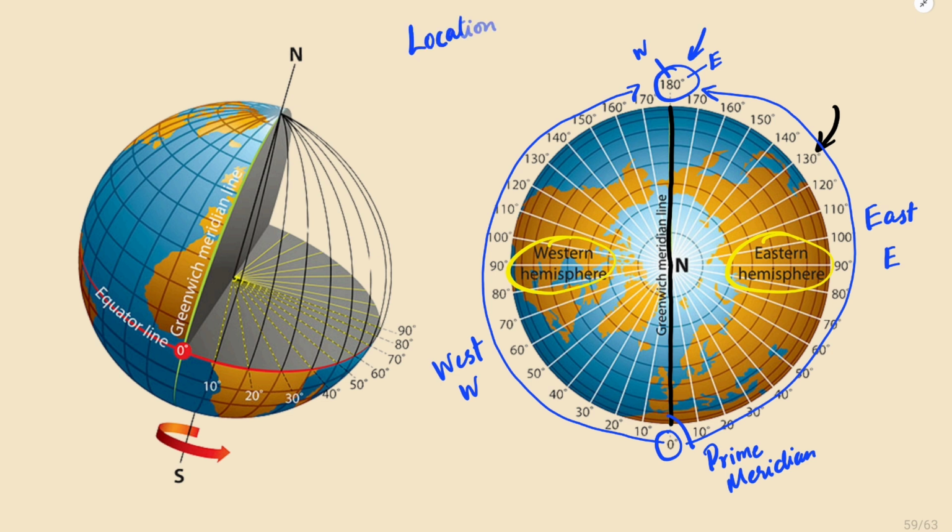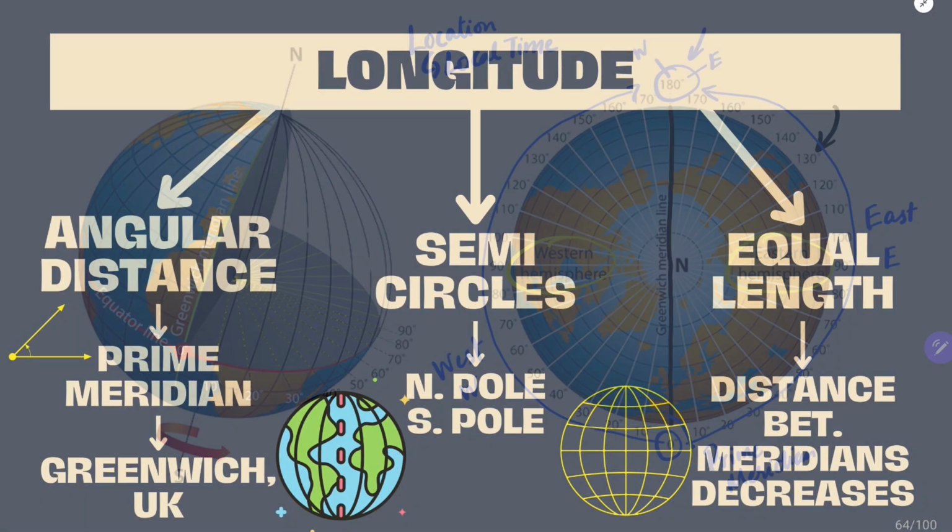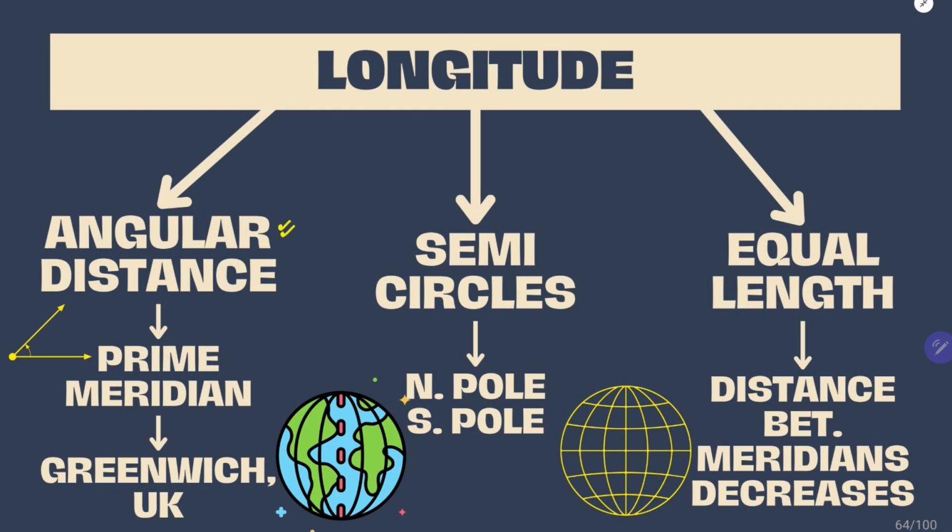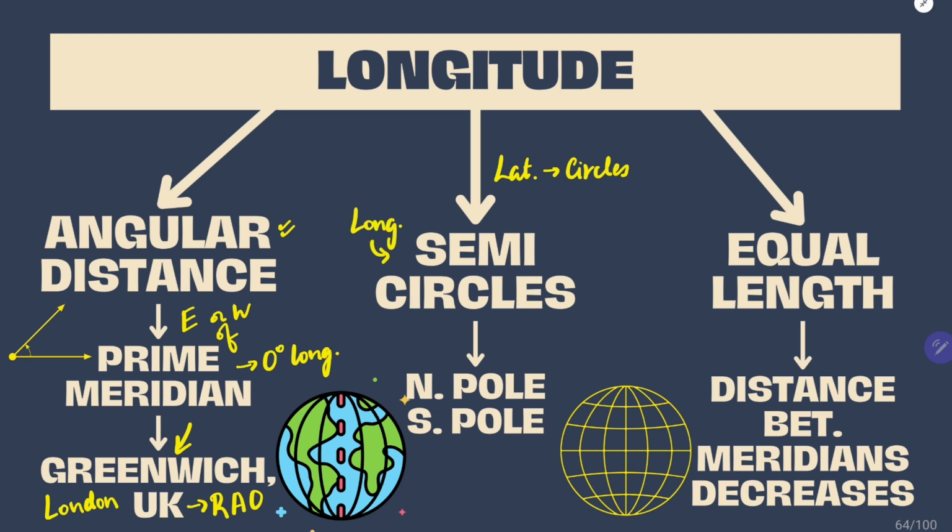Apart from determining the location of a place, meridians of longitude also play a crucial role in calculating local time. To sum up, longitude is the angular distance of a place east or west of the prime meridian. This prime meridian, or 0 degrees longitude, passes through Greenwich in London, UK, which is home to the Royal Astronomical Observatory. Unlike latitudes, which are circles, longitudes are semicircles that run from the North Pole to the South Pole. Further, longitudes or meridians are of equal length and the distance between meridians decreases towards the poles.